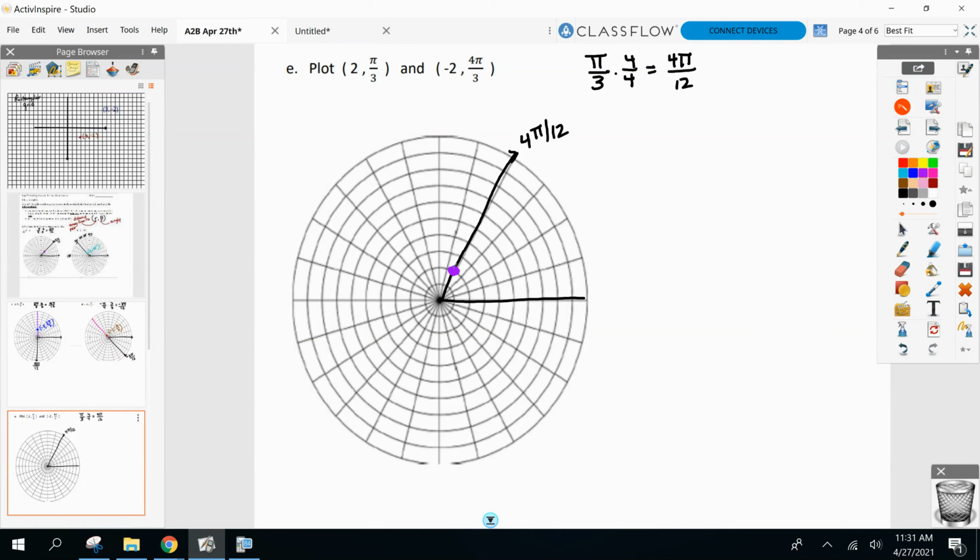We okay on that first point? Everyone ready for the next point? What do you guys want me to multiply 4 pi over 3 by? Still 4, yep. So 16 pi over 12. So let's find out where that is. Where's 16 now? So that's, let's see, 12, 13, 14, 15, 16.